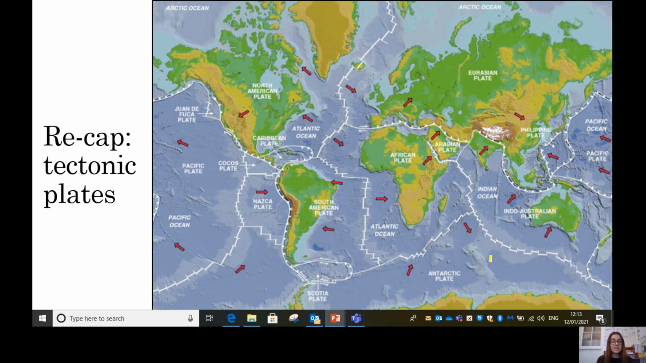Okay, so before we move on to this week's learning, we're just going to quickly recap what tectonic plates are. The crust that we live on is split into large plates floating on the mantle. Heat rises up from the mantle, which makes the plates move ever so slightly. We can't feel it, it is very, very slight. The white lines on here show you the plate boundaries, and as we can see, the plates are all different sizes and they kind of slot together like a jigsaw.